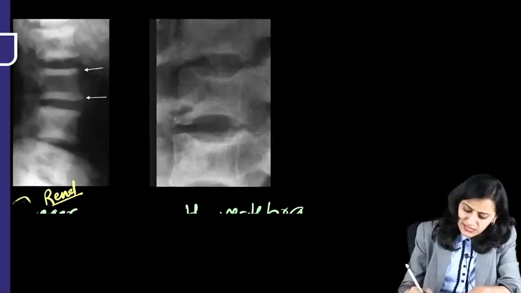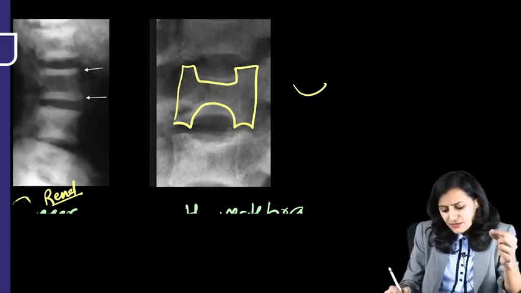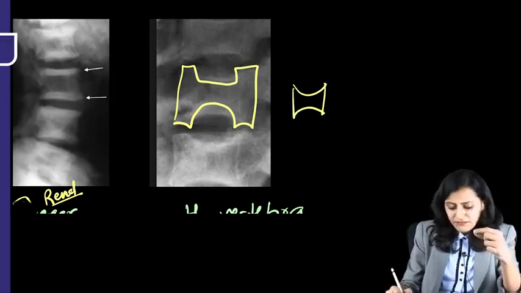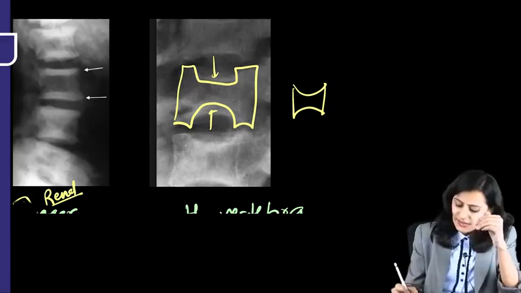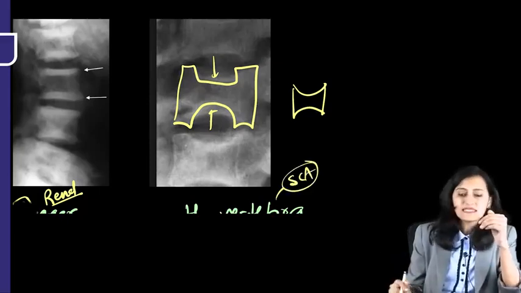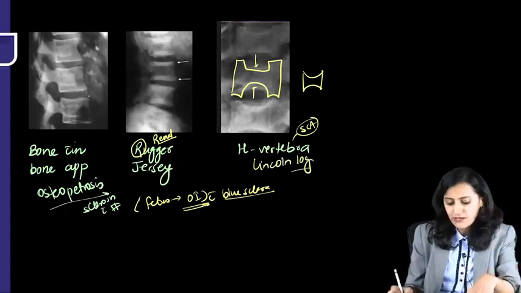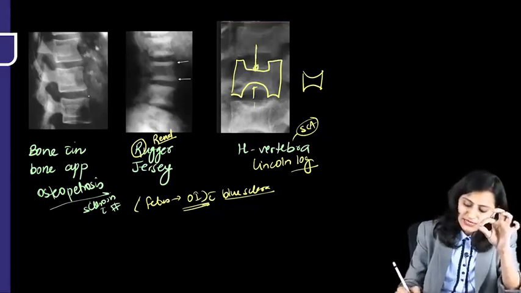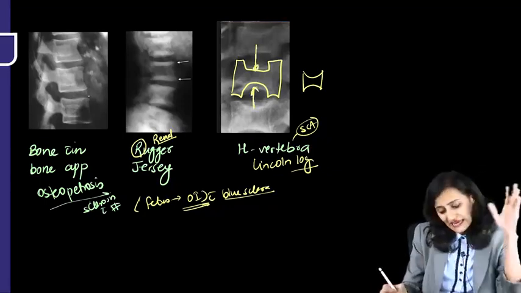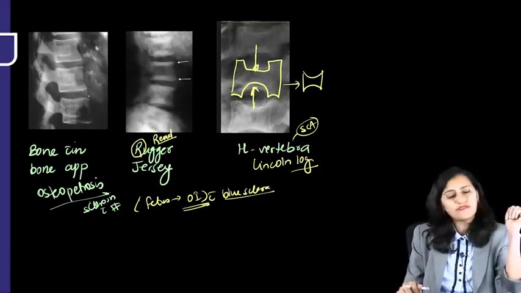Next one, what you see here is the H-shaped vertebra. So H-shape is very similar to biconcave, but the difference is here the central end plate depression is more, and this is seen with sickle cell anemia. This is also called as Lincoln log vertebra. So the infarct in the sickle cell anemia causes this central end plate depression first. In the later stages, then it can go to biconcave or the codfish vertebra.